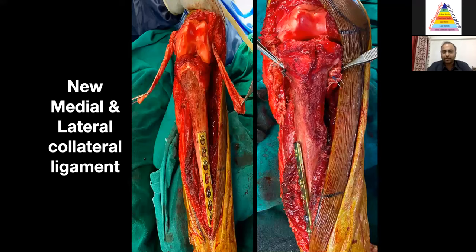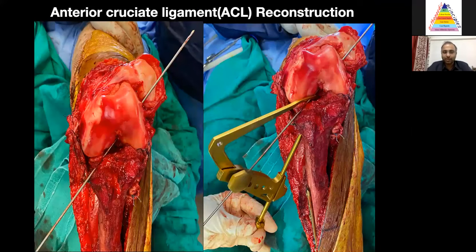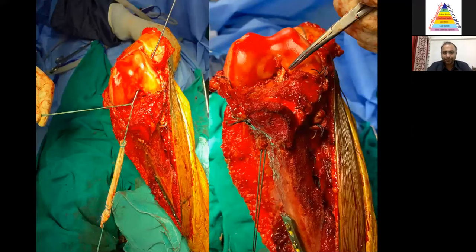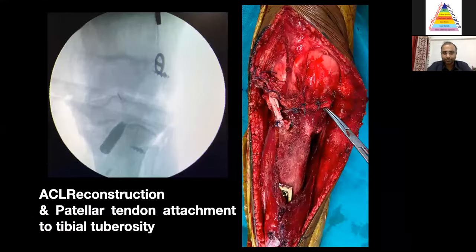ACL. So we didn't reconstruct PCL. ACL, medial collateral, and lateral collateral were reconstructed. And this is how the ACL reconstruction was performed for this patient. These are the steps of ACL reconstruction. So semitendinosus and gracilis tendons are used. So suture anchors, a disc was used, and a bioabsorbable screw was used.